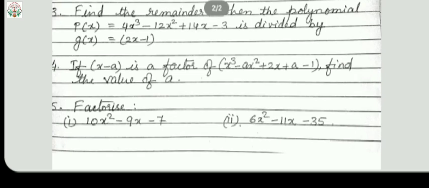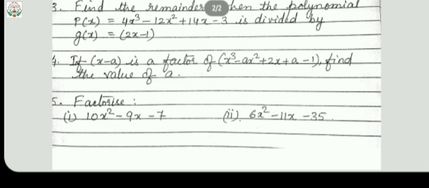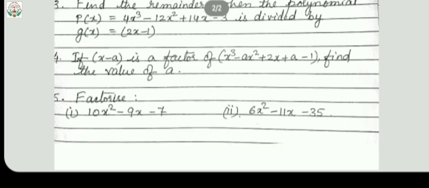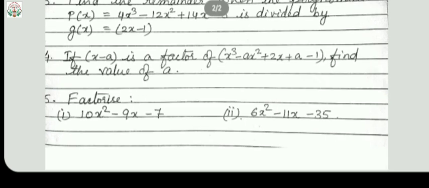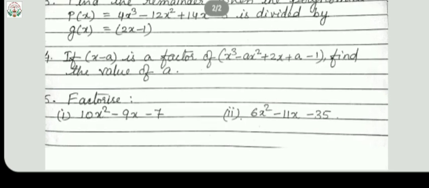Okay. Now the next question is the fifth one, that is factorize. The first one is 10x square minus 9x minus 7. This one you have to factorize by the split the middle term method. Here, 10 into 7 is AC, which is 70. So take out the factors of 70, and split the middle term in such a way that on multiplication you get 70 and on simplification you get plus or minus 9. Likewise, using the splitting the middle term method, you factorize the first one.